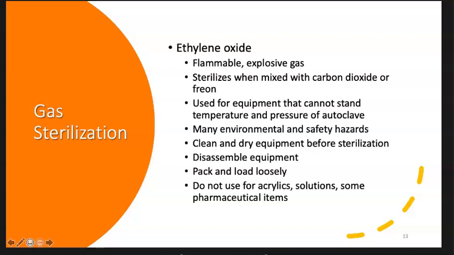The next method of sterilization we will discuss is ethylene oxide, or EO2. EO2 is flammable and explosive. It is a gas when at a temperature above 10 degrees Celsius. This sterilization method can kill microorganisms like bacteria, spores, and fungi, just like autoclaving.